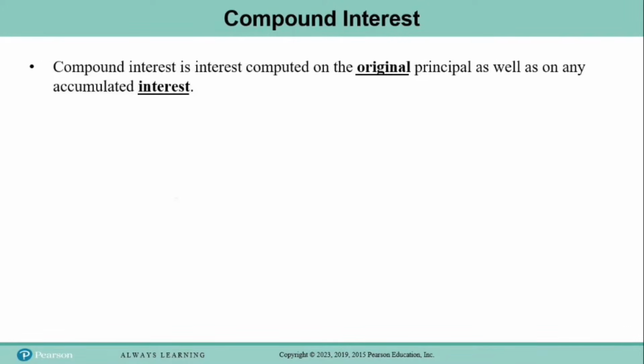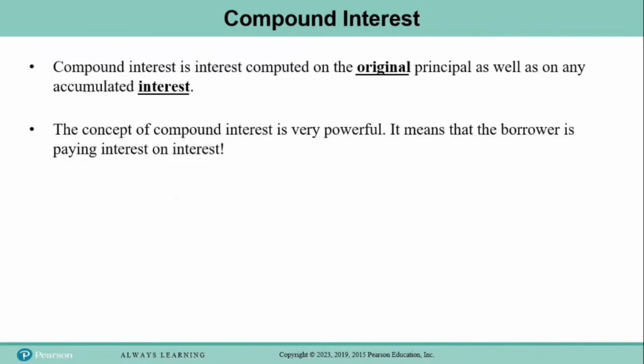So what is compound interest? Compound interest is interest computed on the original principal as well as any accumulated interest. And this is the reason that compound interest is so powerful. It means that the borrower is paying interest on interest. Now, if you are investing and somebody else is using your money, then that's good for you. But if you are the one borrowing money, then compound interest can actually work against you. An example of a compound interest loan would be credit cards.